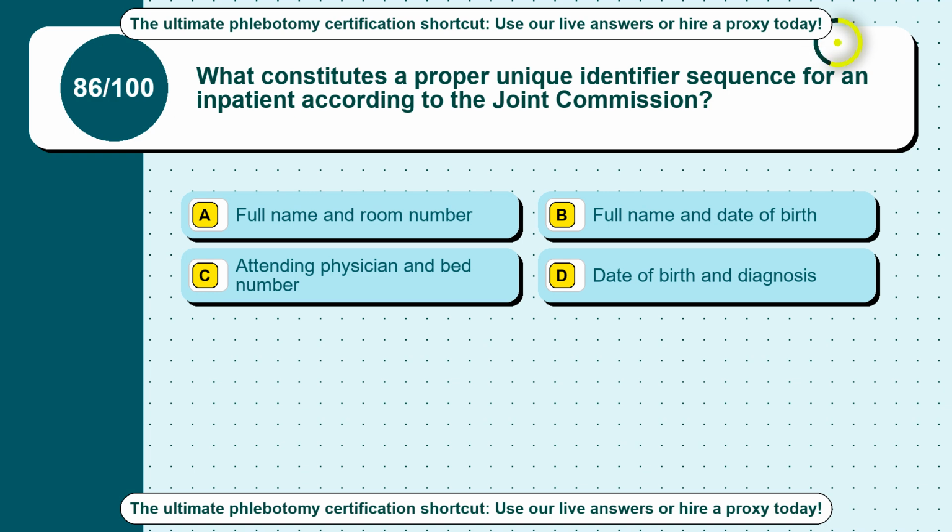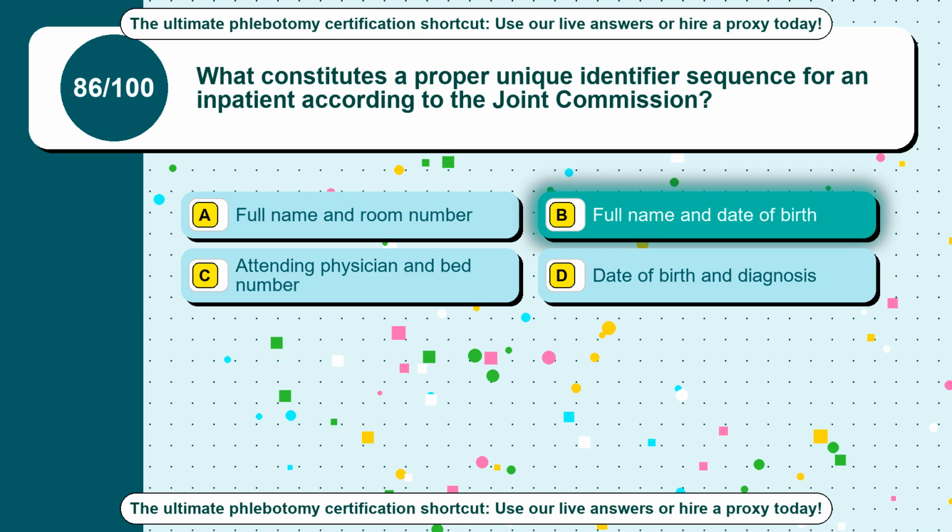Option A, full name and room number. Option B, full name and date of birth. Option C, attending physician and bed number. Option D, date of birth and diagnosis. The correct answer is option B, full name and date of birth.